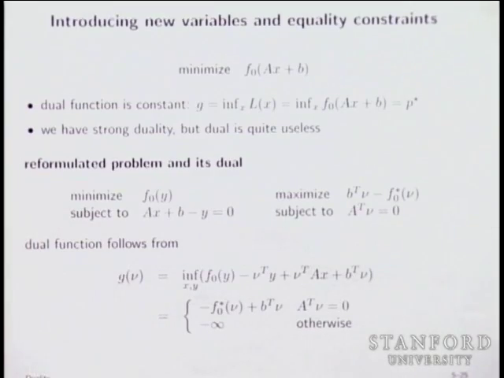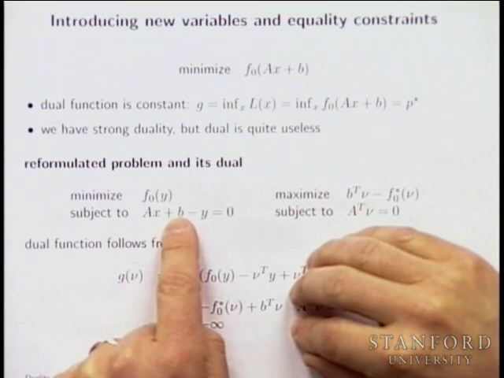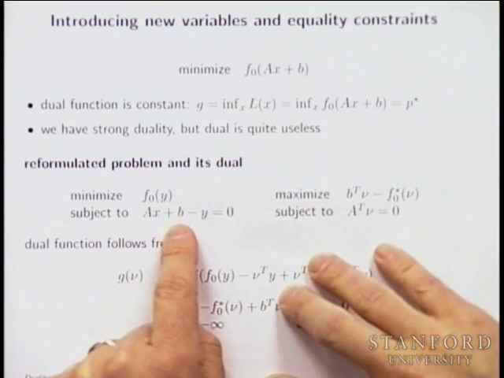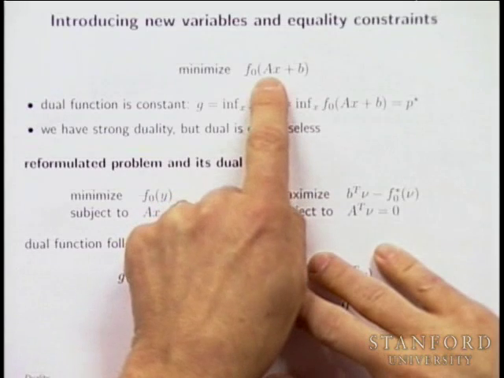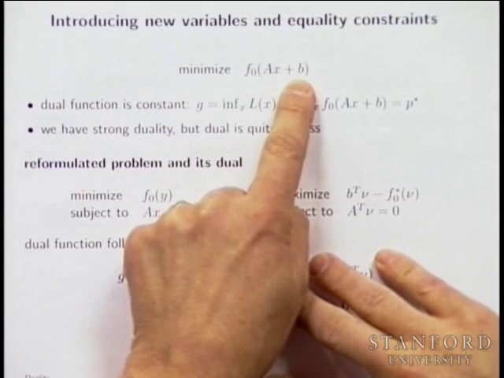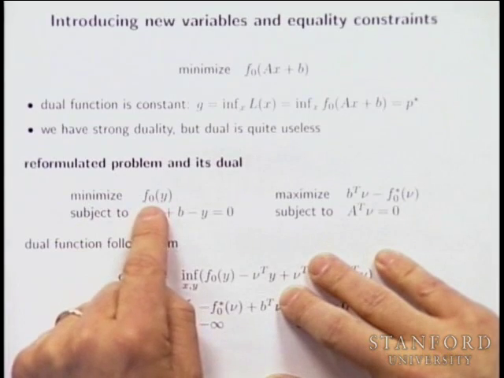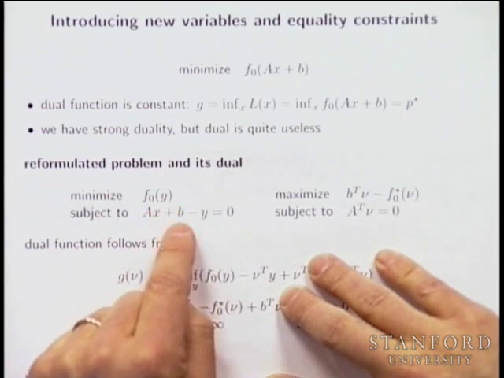Now, watch this. Look at this problem and this problem. You can't get a stupider transformation than that. This basically says, I'm going to introduce a new variable. I'm going to call it ax plus b. That's all. It is ax plus b. I'm going to call it y. And so I'm going to minimize f0 of y subject to y equals ax plus b.